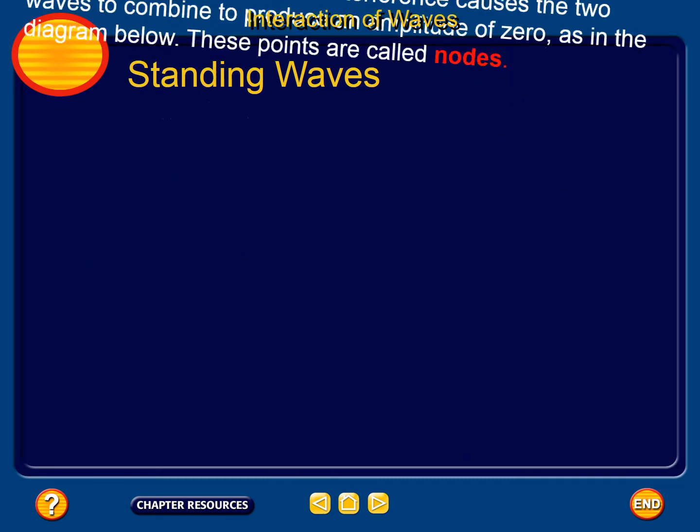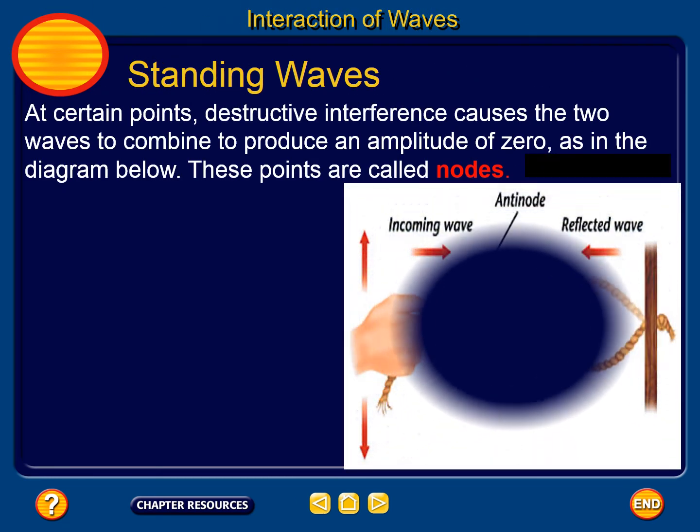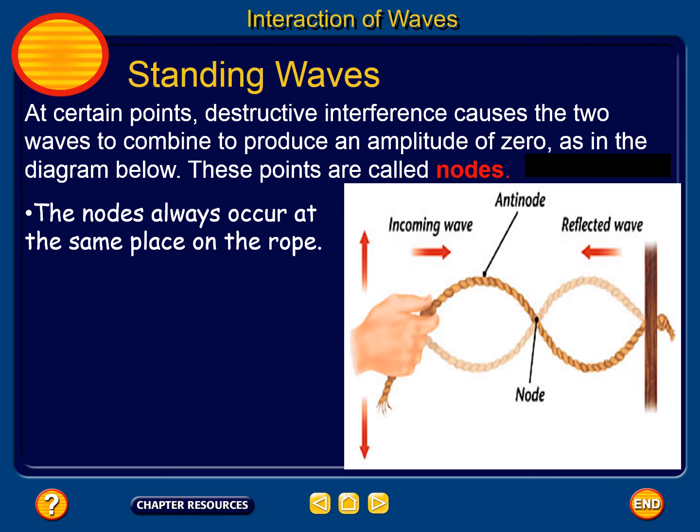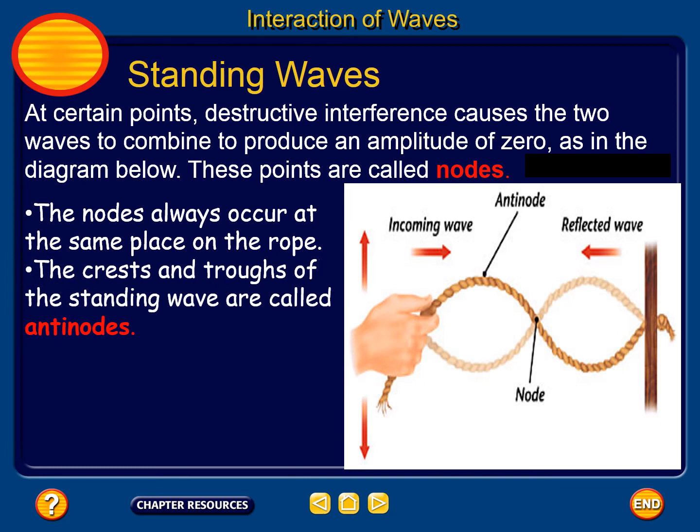In a standing wave, destructive interference produces points with zero amplitude called nodes. The nodes are always evenly spaced along the wave. At points in the standing wave where constructive interference occurs, the amplitude is greater than zero. Points of maximum amplitude in a standing wave are called antinodes. The antinodes always occur halfway between two nodes.